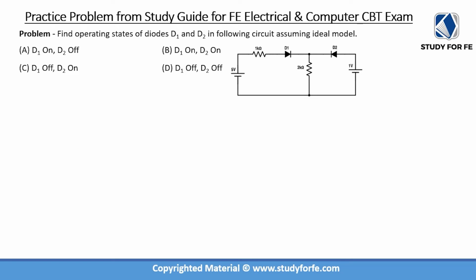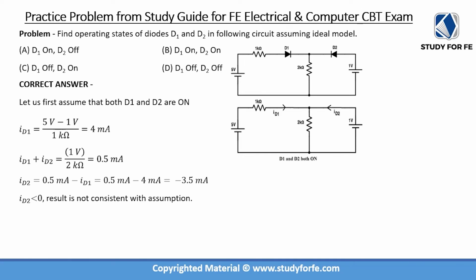Let us now take a look at a much more complicated circuit involving 2 diodes, and this problem is from the study guide. We are being asked to find the operating states of these diodes D1 and D2, and this is a circuit that we will make use of. The other important piece of information is that we can assume the ideal model of the diodes.